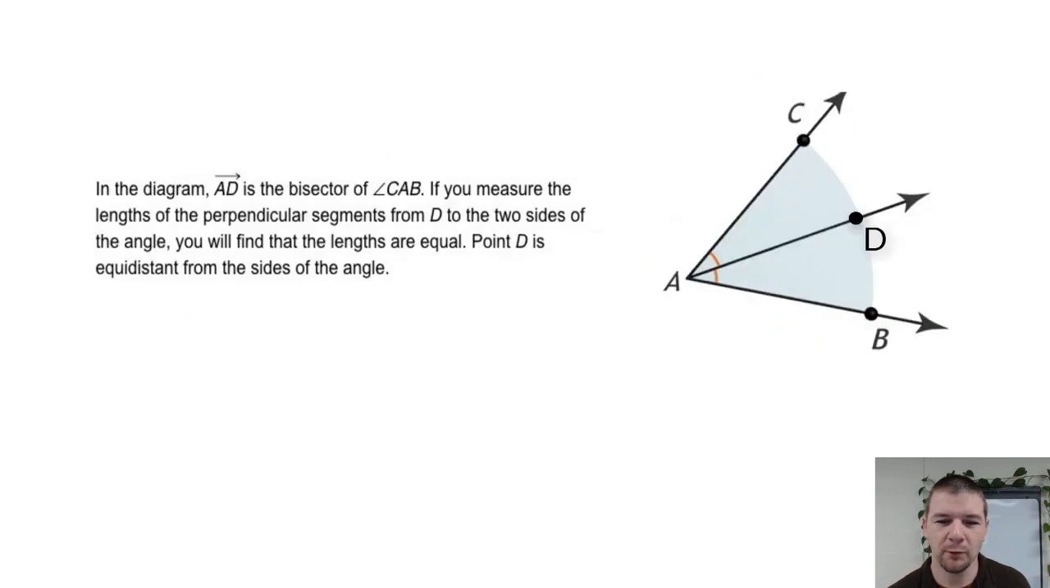In the diagram, ray AD is the bisector of angle CAB. If you measure the lengths of the perpendicular segments from D to the two sides of the angle, you will find that the lengths are equal. Point D is equidistant from the sides of the angle.